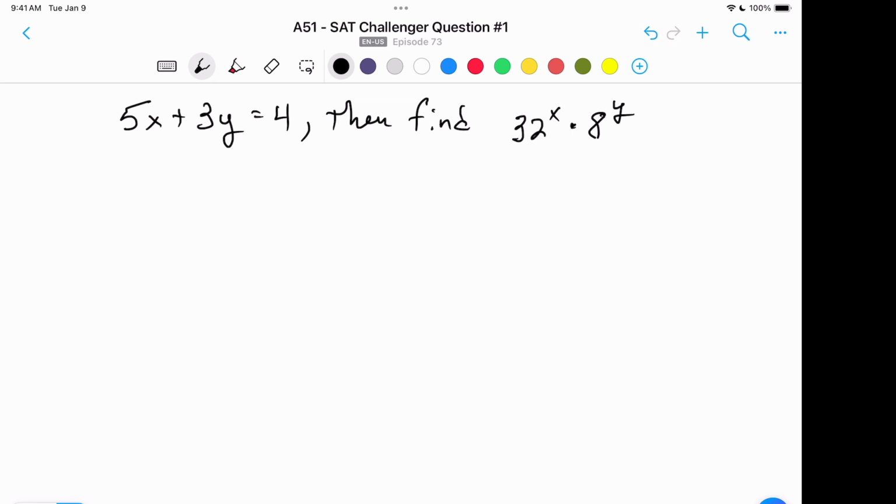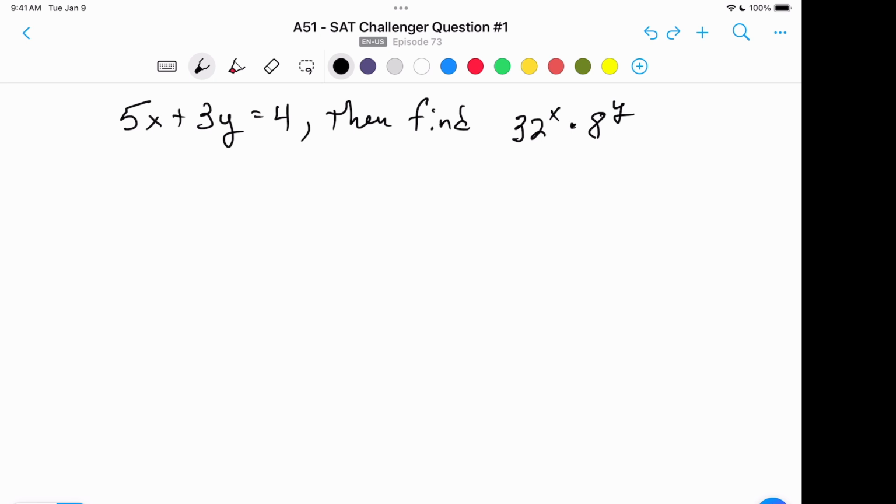You can't do anything with what's going on over here, but you can look at maybe this and maybe this. So let's try one of those. Let's take 32 to the x power and look at 8 to the y power. And if we notice, 32 and 8 have something in common. They both have a base of 2 that can be made into an exponent.